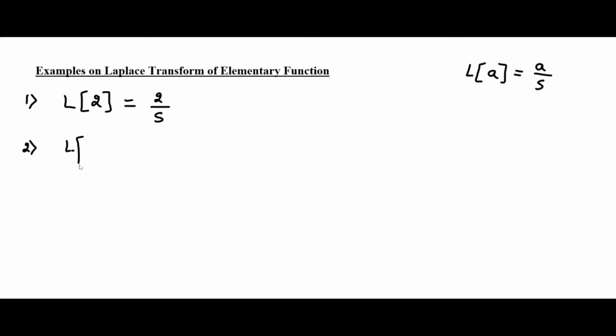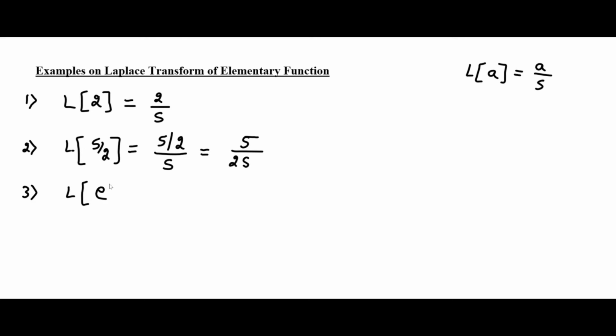Then let us try to find out the Laplace transform of, say, 5 by 2. In this case the value of A is 5 by 2. Using the same formula, it is 5 by 2 divided by S, A by S. Or if I want to rewrite, I will be writing that as 5, take the 2 to the denominator, it becomes 2 times S.